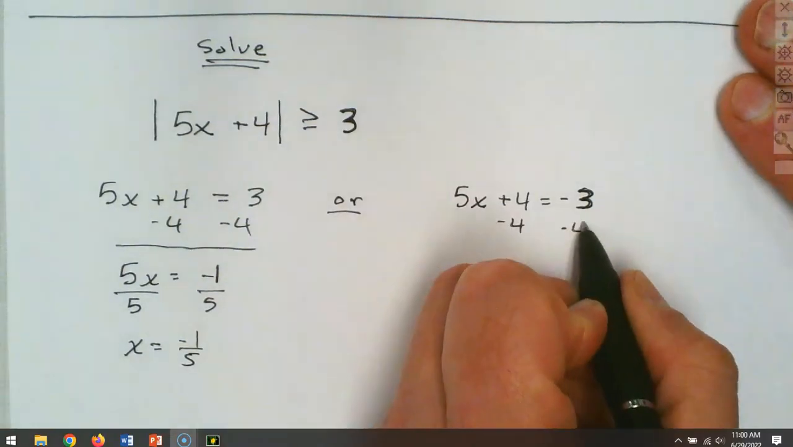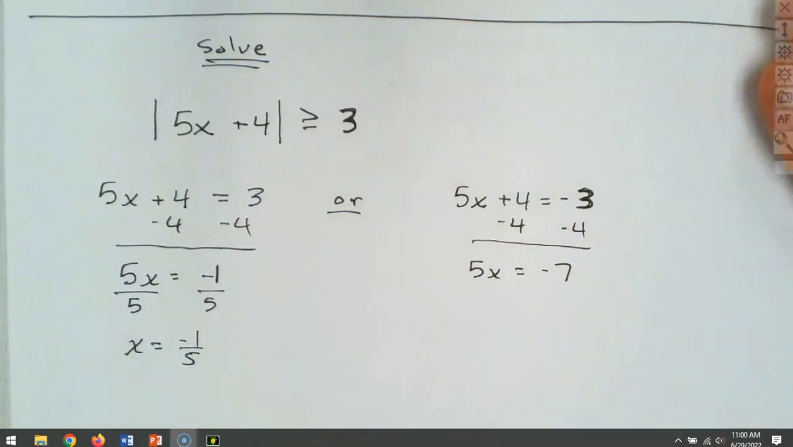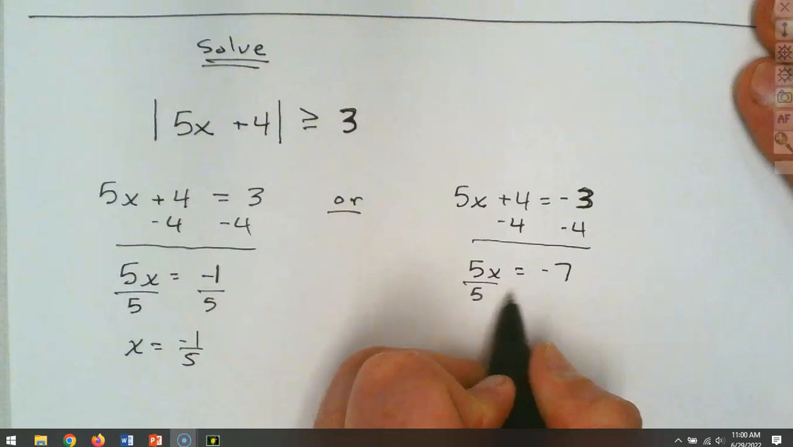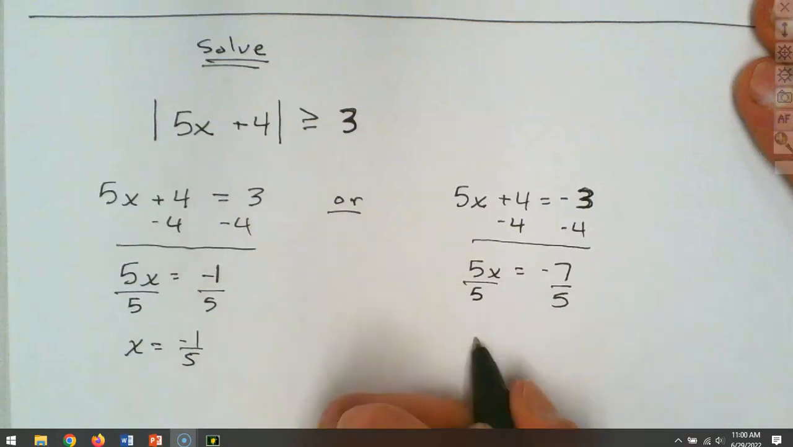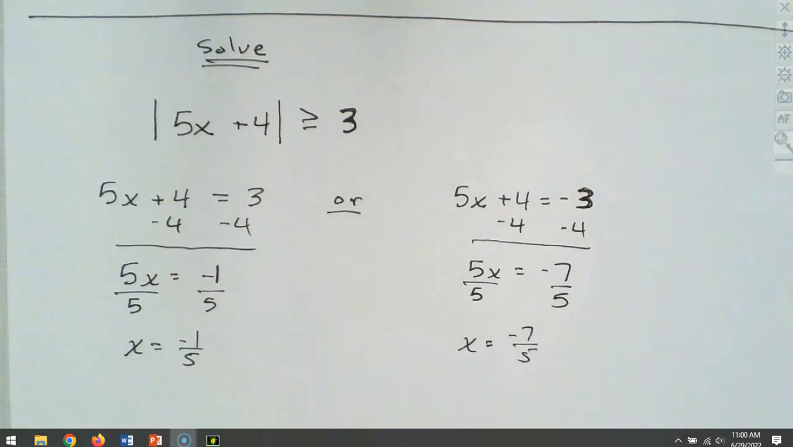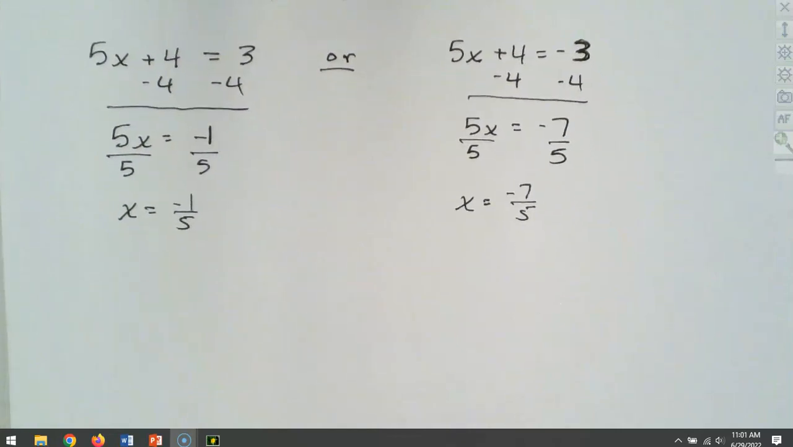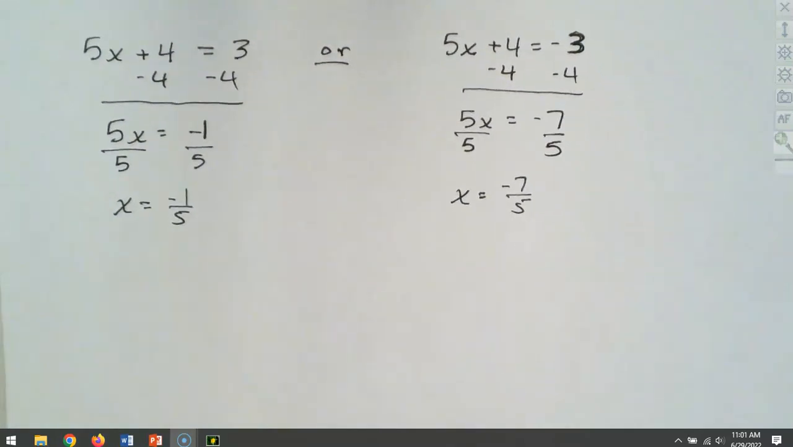Repeat the process on the other one. That's a negative 7. Divide by our 5 here. And we get x equals now a negative 7/5. Okay. Now, when we look at these on the number line, there's only two choices.